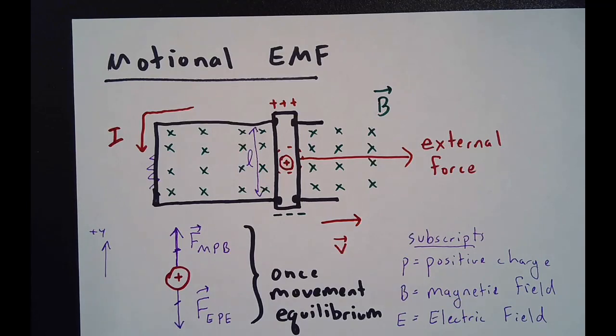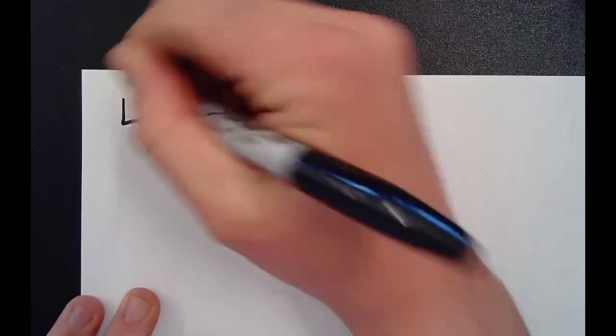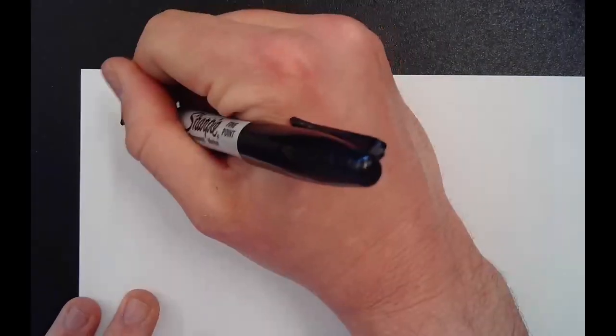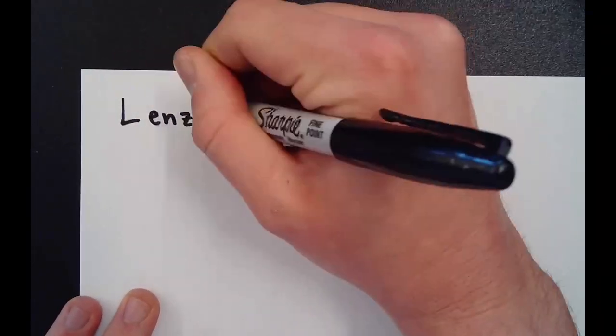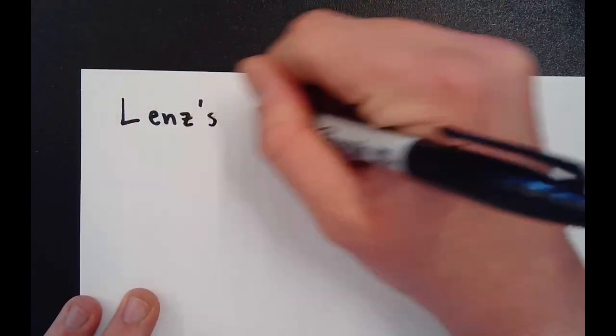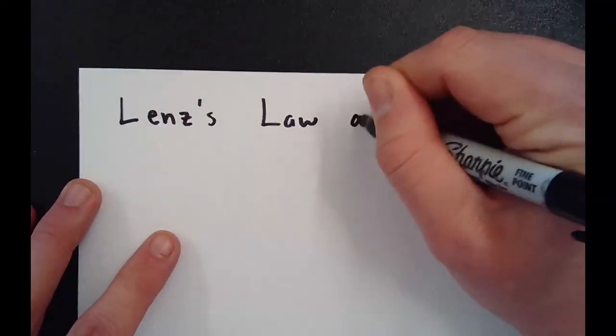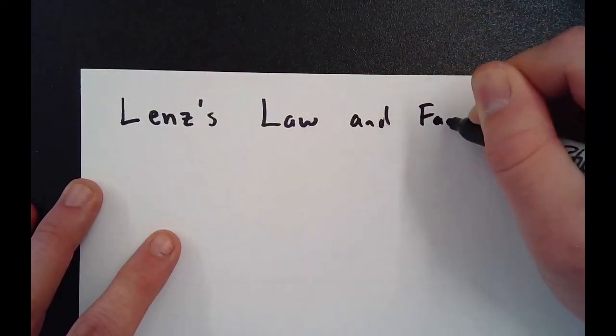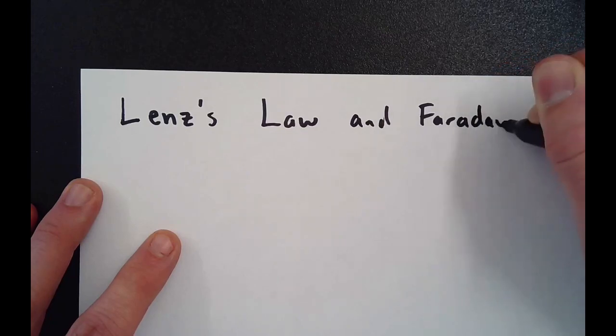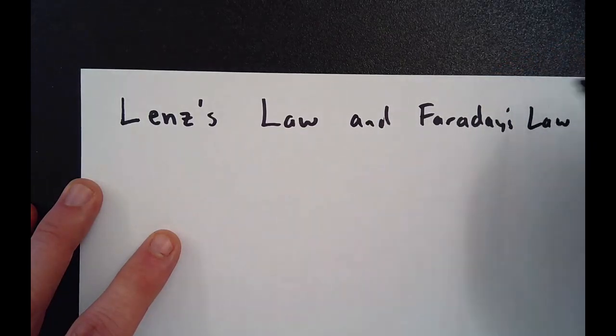So this leads us to the last idea of the day. Tomorrow will be dedicated to practice with this idea, both with the lab equipment that we didn't get to today and some practice problems. And this is called Lenz's law and Faraday's law. There's actually two that we're talking about here. I should have written those in the other order, so we'll talk about Faraday first.